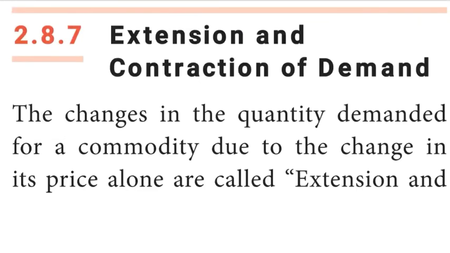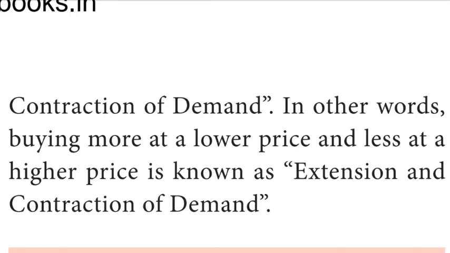Question number 31. Distinguish between extension and contraction of demand. The changes in the quantity demanded for a commodity due to the change in its price alone are called extension and contraction of demand. In other words, buying more at a lower price and less at a higher price is known as extension and contraction of demand.